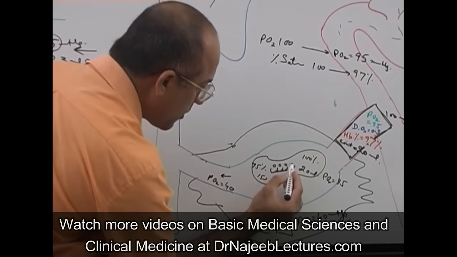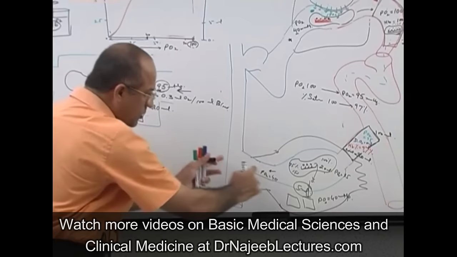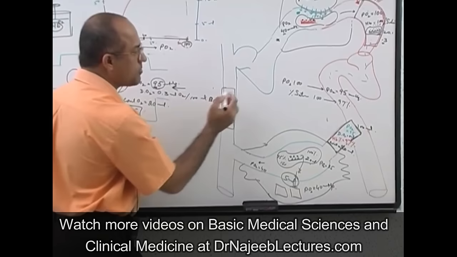Five. Out of 20 ml, how much is delivered to the tissue? 5 ml. Now, you take this blood to, what is this? Venous side. Now, I'll put 100 ml blood going back. Now, you will tell me characteristics of this blood. This is a venous blood going to the right heart.